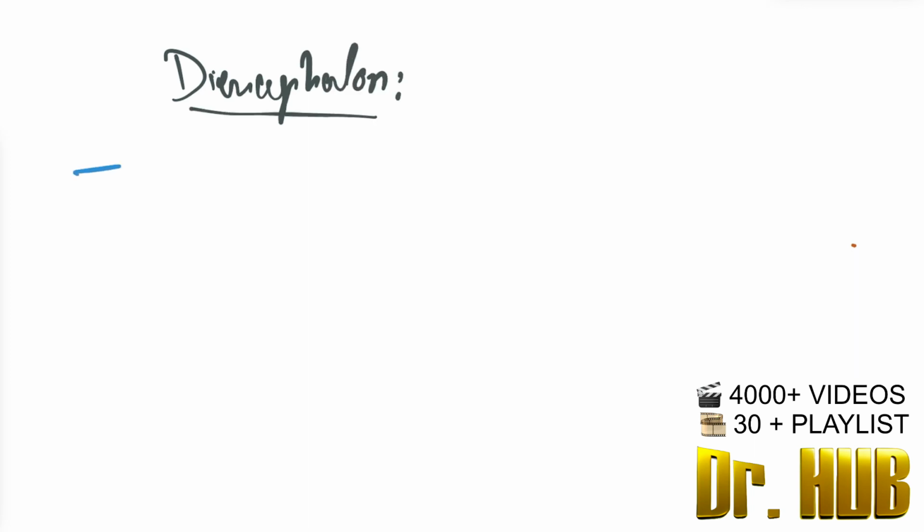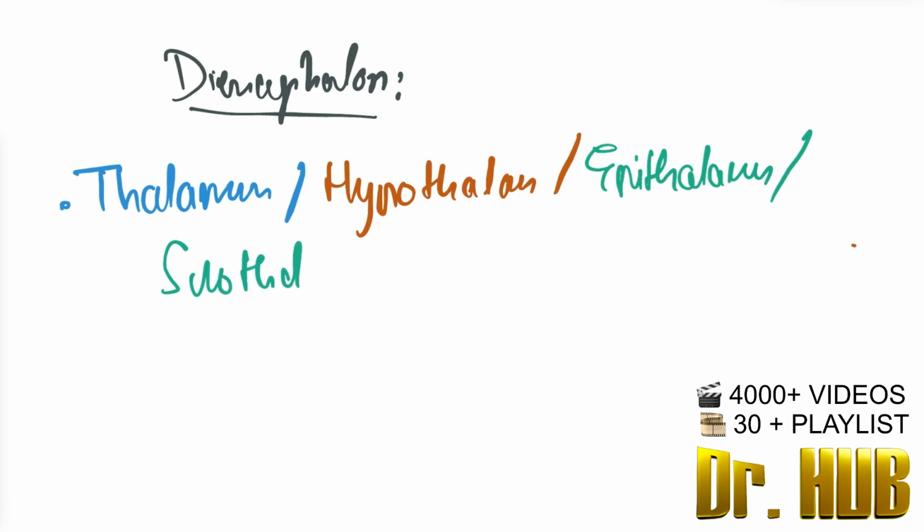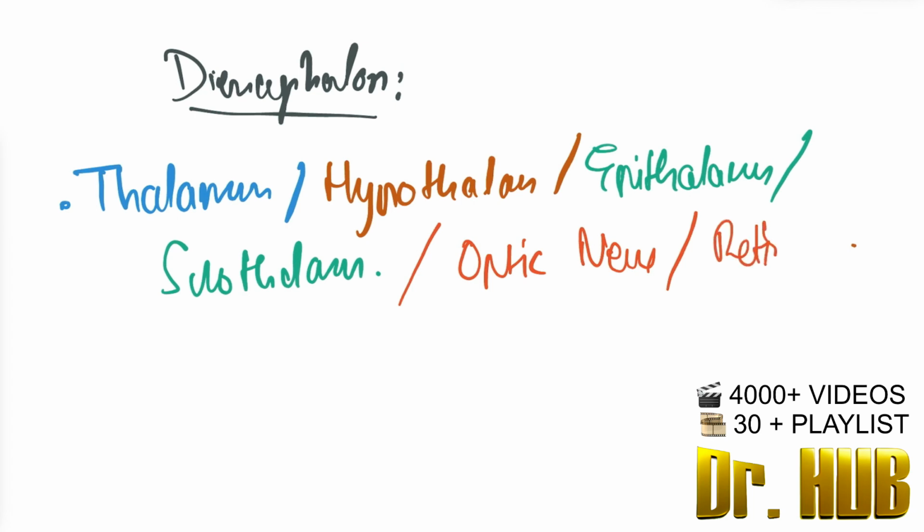Next we'll move on to the diencephalon. So under the diencephalon, what do we have? There is the thalamus. Next, there is also the hypothalamus, and there is also the epithalamus and subthalamus. And there is the optic nerve and the retina also present.